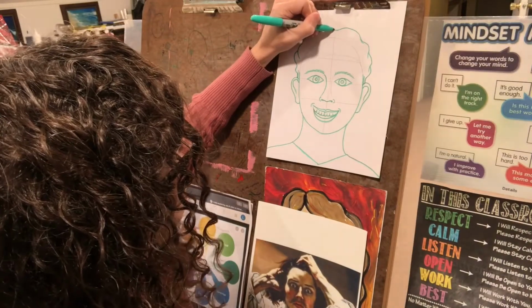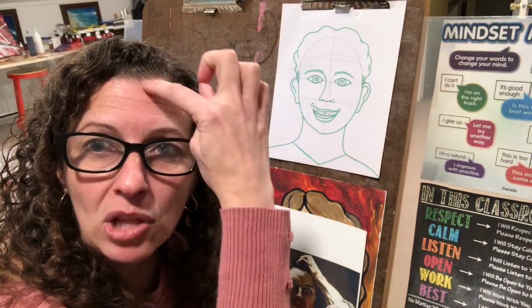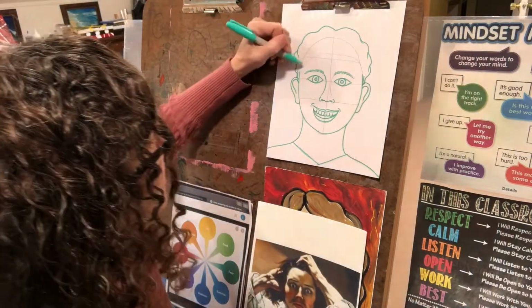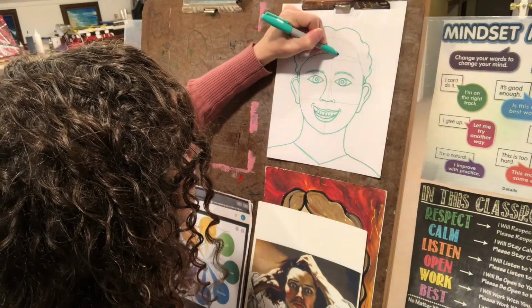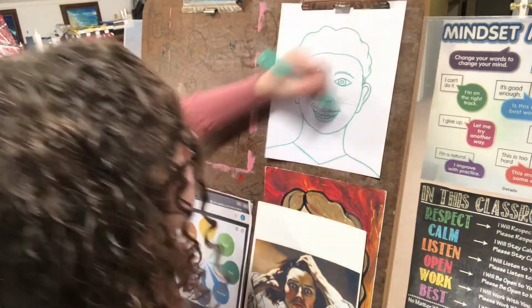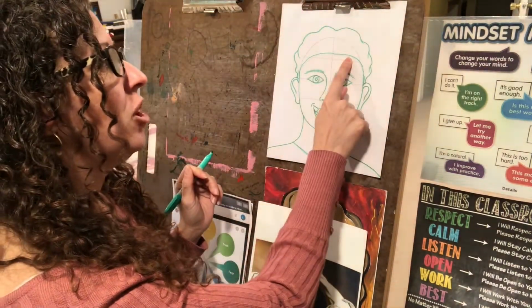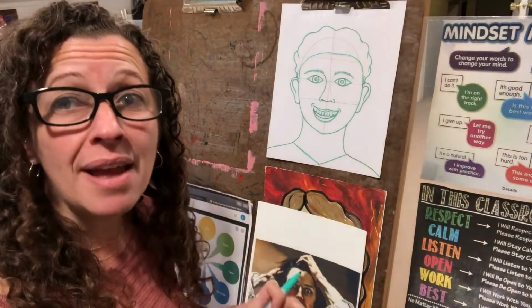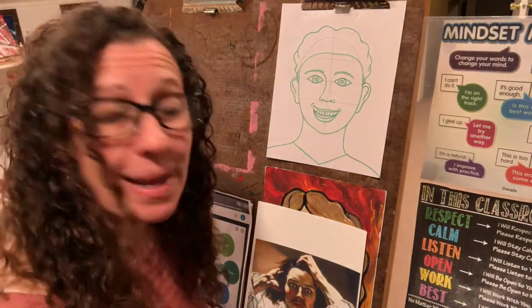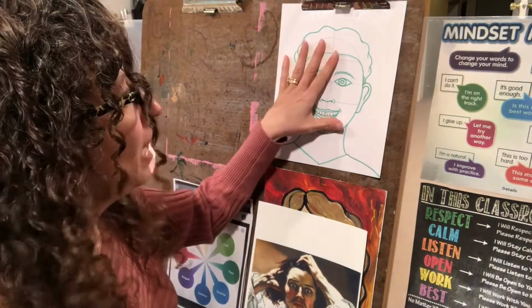Okay. Now, I do want to include my hairline, right? So I am going to put this curved line here, showing that this is my forehead and this is my hair. Notice I have a lot of lines left. I have many pencil lines left on my paper.